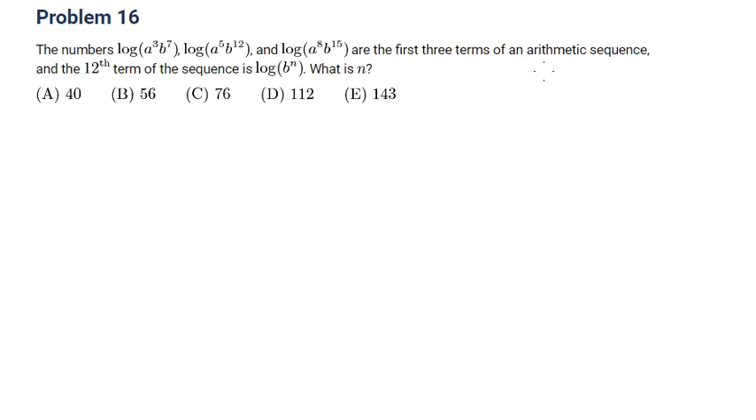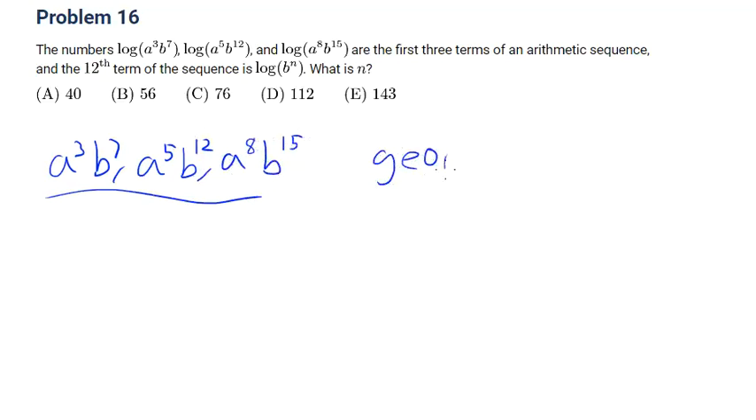Okay, since these are the first 3 terms of an arithmetic sequence, this is the logarithmic scale. That means a^3 b^7, a^5 b^12, and a^8 b^15 are going to be part of a geometric sequence. Yay, logarithms.